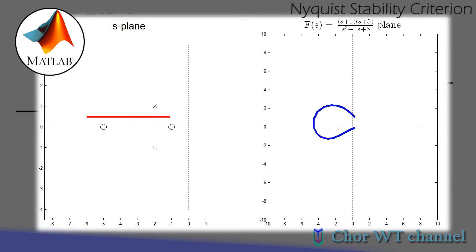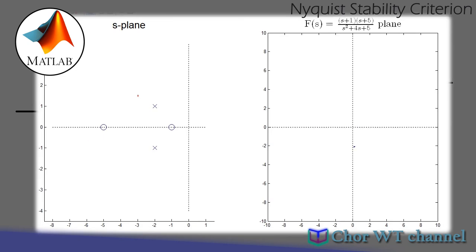On the right will be the F(s) plane, where the contour on the left will be mapped to the path on the right. As you can see over here, the red lines represent the contour that we are trying to construct in the S-plane, and the resultant mapped path will be the blue line. As we are trying to enclose 2 zeros over here, we should be able to observe that in the F(s) plane, the mapped path will encircle the origin twice.